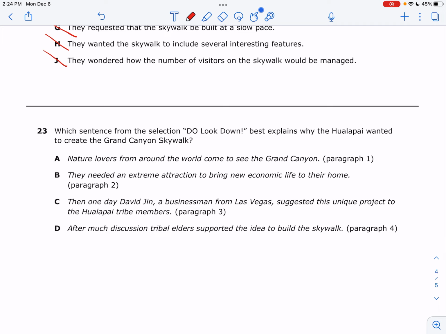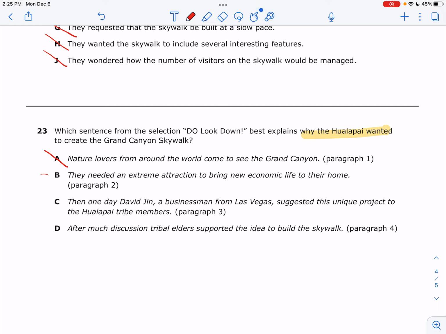Okay, 23. Which sentence from the selection, Do Look Down, best explains why the Hualapai wanted to create the Grand Canyon Skywalk? Okay, so why they wanted to create it. Was it A, nature lovers from around the world could come see the Grand Canyon? That didn't necessarily talk about why they wanted to, so I would say that would be wrong. B, they needed an extreme attraction to bring new economic life to their home. So they wanted money to come to their home, so that might be it. I'm going to hold on to that one.